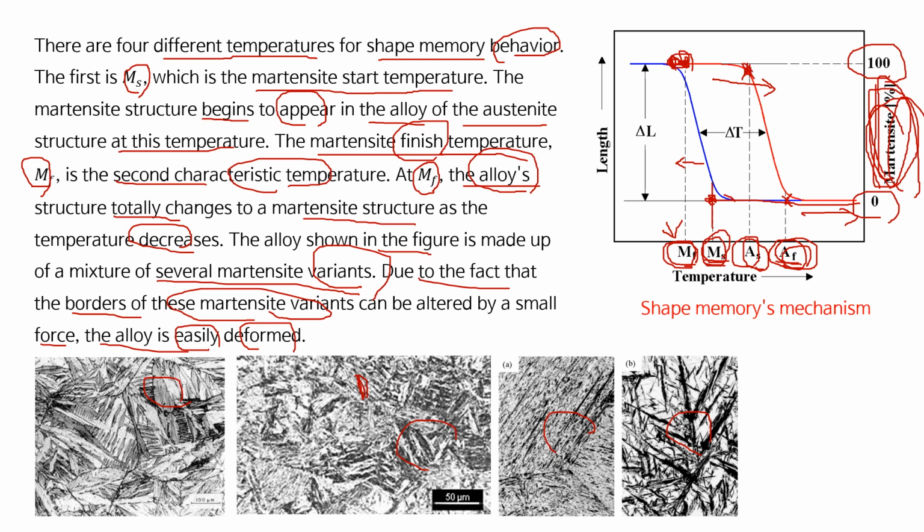But at this temperature, 100% of the alloy consists of 100% of martensite state structure. So there is no austenite structure at this temperature. So this is called austenite starting temperature, and this temperature is called austenite finish temperature. So that temperature corresponds to the transformation temperature.